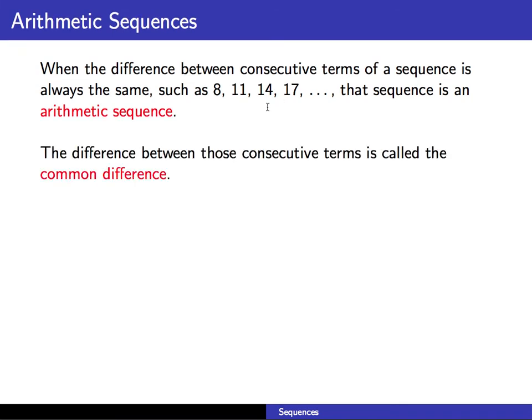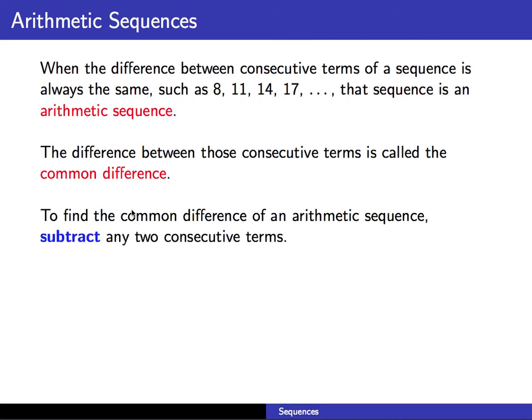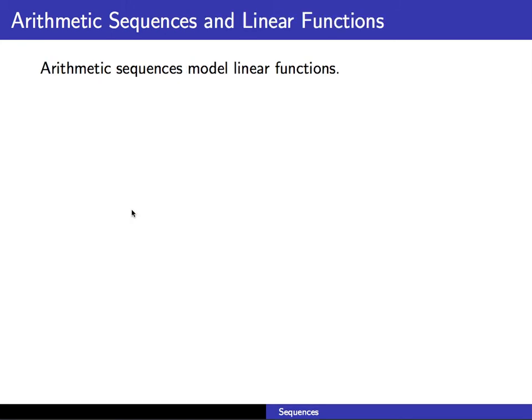The difference between consecutive terms, like 11 minus 8, 14 minus 11, is called the common difference. To find the common difference of an arithmetic sequence, all you have to do is subtract any two consecutive terms. So find the ones that look like they're the easiest to subtract and make that happen.